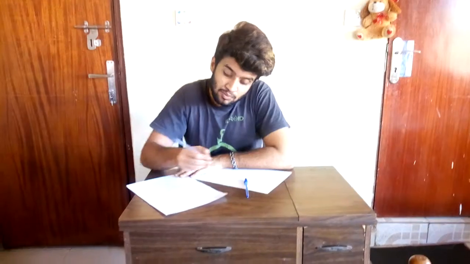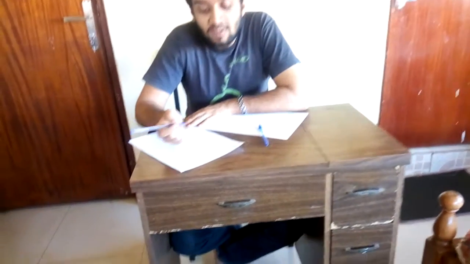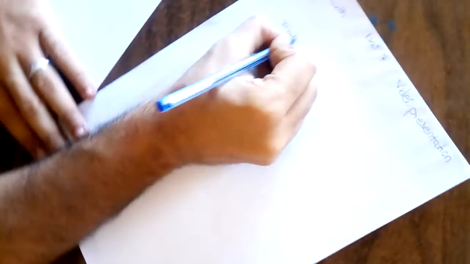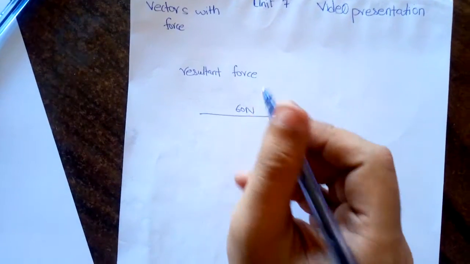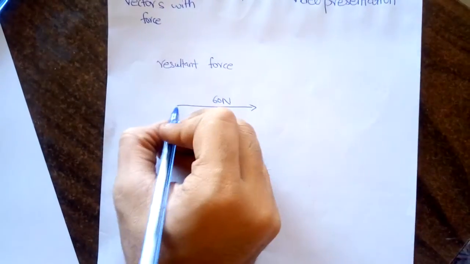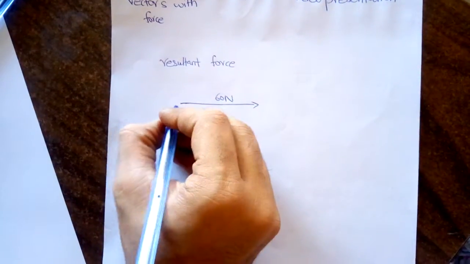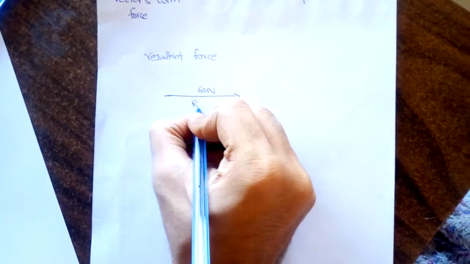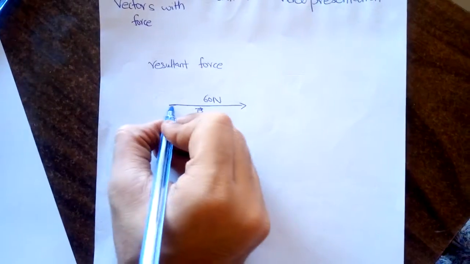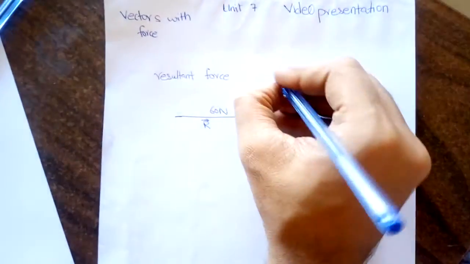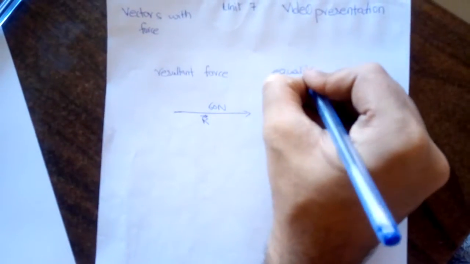So now, in the last one I told you what is resultant force. In this one I will tell you about resultant force and equilibrium force. Say that we have a resultant force like this, 60 newtons. This is a resultant force, and let me tell you what is equilibrium force.